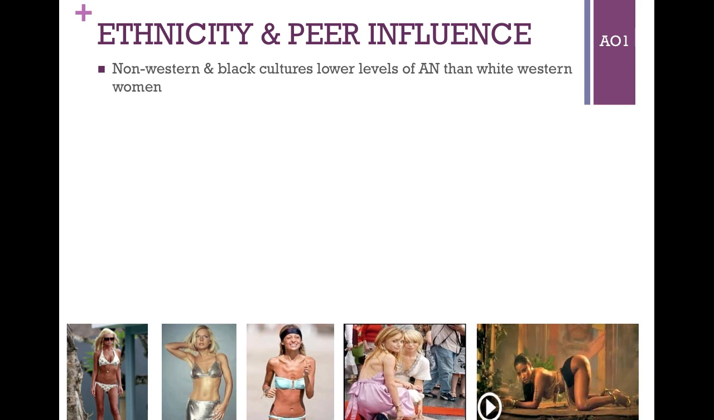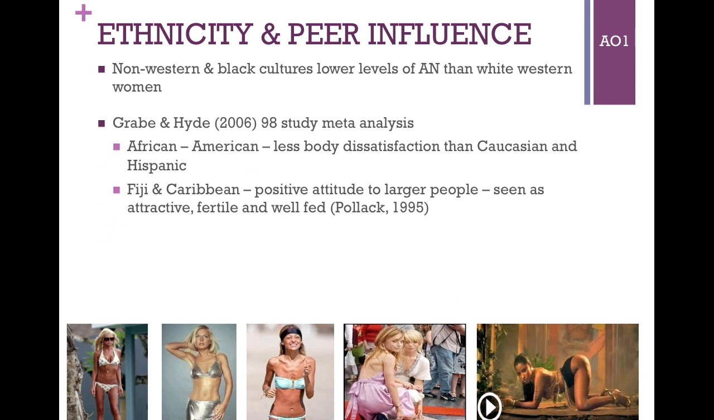And so what you find is that in non-Western societies and in black cultures and societies, there are much lower levels of anorexia nervosa than in white Western cultures. This has been backed up by research. Grabe and Hyde conducted a 98 study meta-analysis, and hopefully you know what a meta-analysis is. It looks at lots of other studies, so that's quite a big meta-analysis.